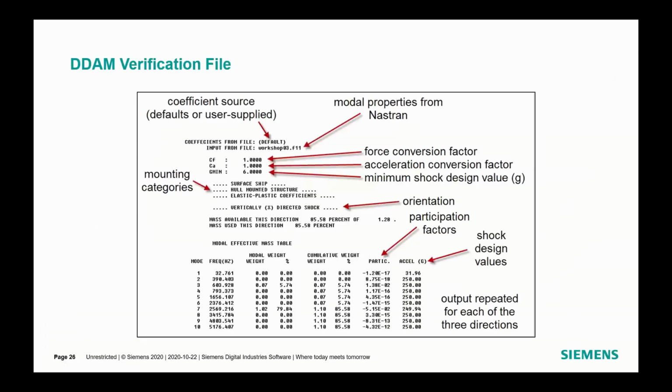One of the things of the DDAM verification file, it produces this flat text file, which shows you everything that you fed in, right? It shows the force conversion factor, the minimum acceleration values, the mounting location. Basically, it's a full description of what it used to calculate the design shock values. And if you look down in this table, there's a table of participation factors, as well as the G loads that it calculated from the DDAM executable. And this actually becomes part of the F06 file, but it also writes it to a verification file that basically looks exactly like this.